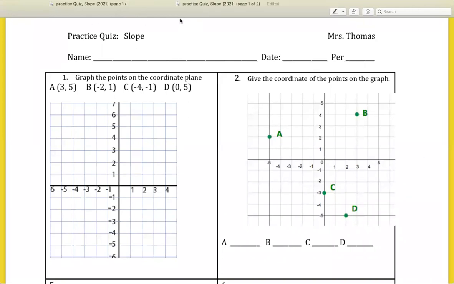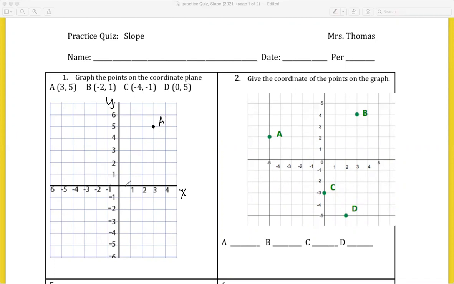All right, practice quiz. Graph the points on the coordinate plane. A is (3, 5). So A needs to be right above 3. This is our x-axis. This is our y-axis. So it needs to be right above 3 on the x and right across from 5 on the y. So that's point A.